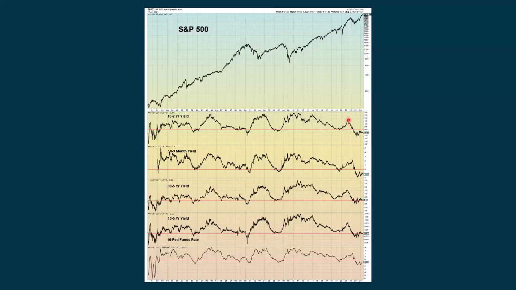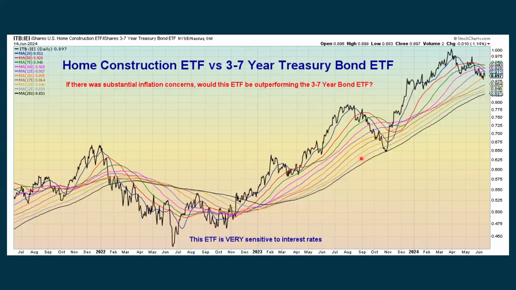These are the different yield curves that we have. The most important ones are the 10 to the 2 and the 10 to the 3 month. They're still inverted and have been now for a couple of years. This is a bit of a concern.